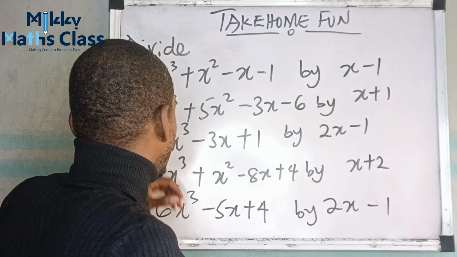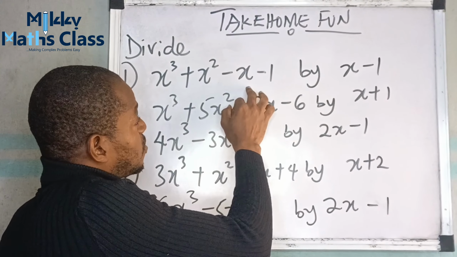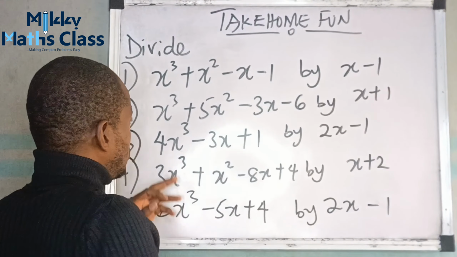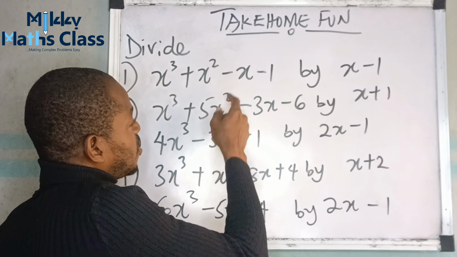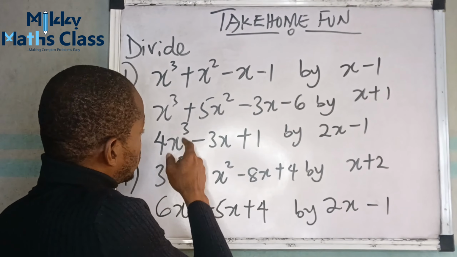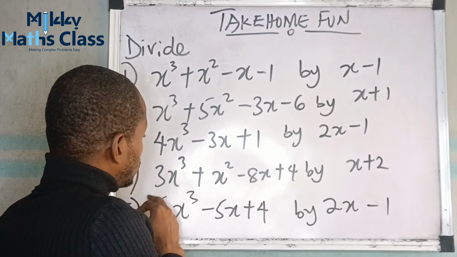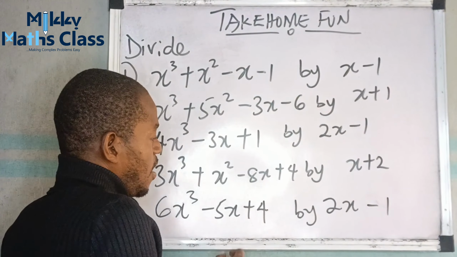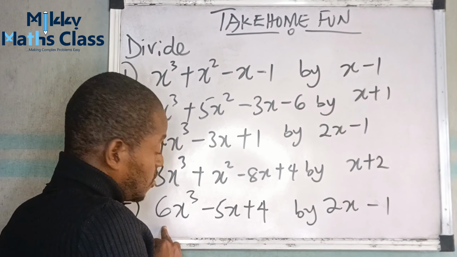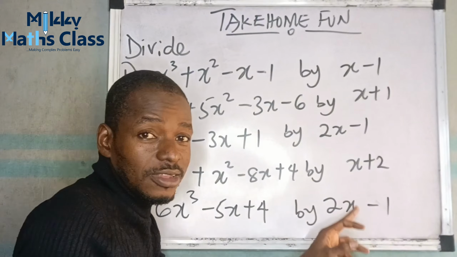All right, just like in our usual style, here's a list of take-home fun. The first one says x to the power of 3 plus x squared minus x minus 1 divided by x minus 1. The second one, x to the power of 3 plus 5x squared minus 3x minus 6 divided by x plus 1. The third one, 4x to the power of 3 minus 3x plus 1 divided by 2x minus 1. The fourth one, 3x cubed plus x squared minus 8x plus 4 divided by x plus 2. And the last but not the least, 6x cubed minus 5x plus 4 divided by 2x minus 1.